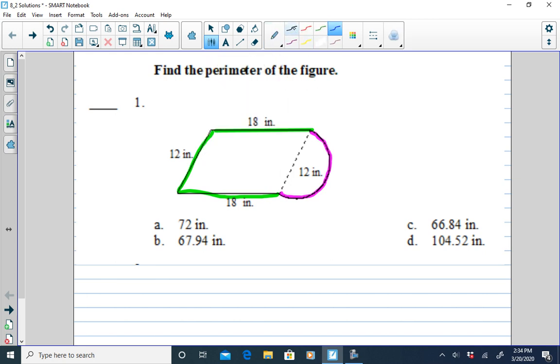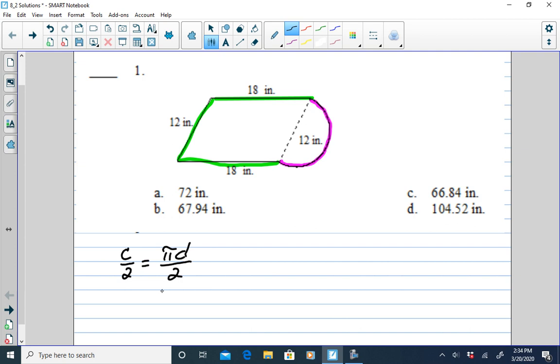Now, we already know the lengths of these three segments, so essentially we need to find the circumference divided by 2. We need half the circumference of the circle. So circumference we know is pi times diameter, but then we have to divide that by 2. So that's going to be 3.14 times the diameter, which is 12, and then we want to divide that by 2. So with your calculators, you would do 3.14 times 12, and then divide that by 2, and you wind up with 18.84.